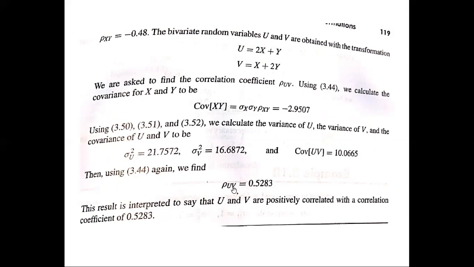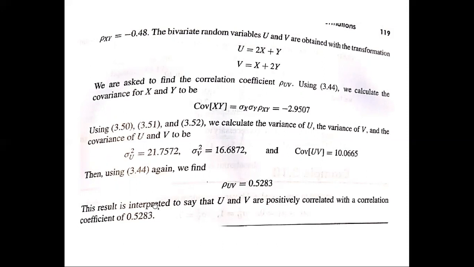So from all these values, you can try to find out the rho uv. Rho uv will be found in the same way as we have found from here. The covariance of xy is equal to sigma x, sigma y, rho xy. That is, rho xy will be equal to covariance xy divided by sigma x, sigma y. So therefore, rho uv will be covariance of uv divided by sigma u, sigma v. That is literally 10.0665 divided by root of the two quantities, which is 21 and 16. Then we'll get a value which is here 0.5283.